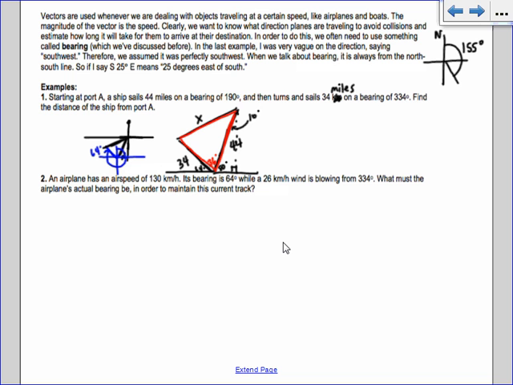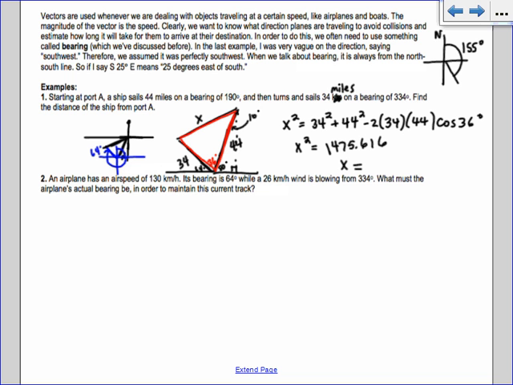So we're going to sketch it out, and we're going to say, x squared is 34 squared plus 44 squared minus 2 times 34 times 44 times cosine of 36 degrees. When you do that, you get x squared is equal to 1475.616. When you take the square root, you get x is equal to 38.414. All right, and that's in miles.